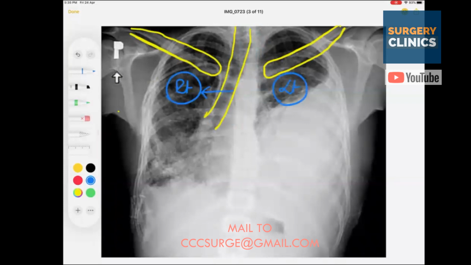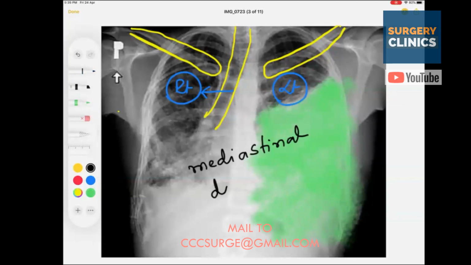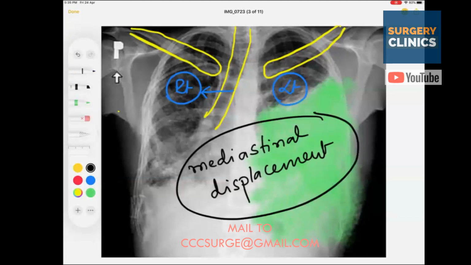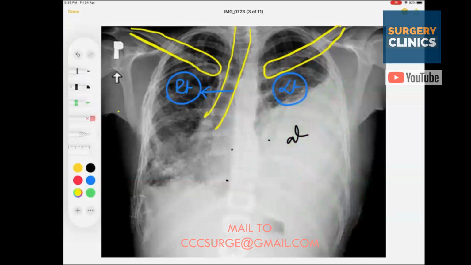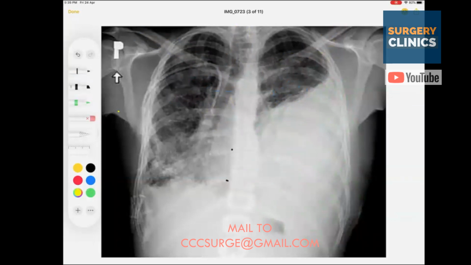Why do you think this has happened? Because something on the left has pushed the trachea and the mediastinum to the other side. That means this picture shows you that there is a mediastinal displacement. So this is something that you are required to understand. And that means the pathology is serious enough. You need to do something very rapidly, very fast. Now, so A done. What about B?